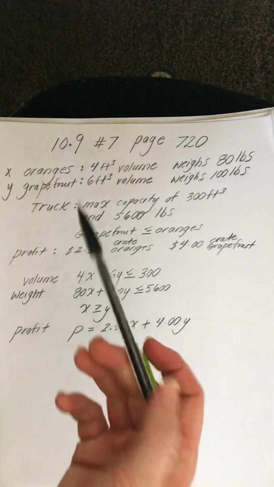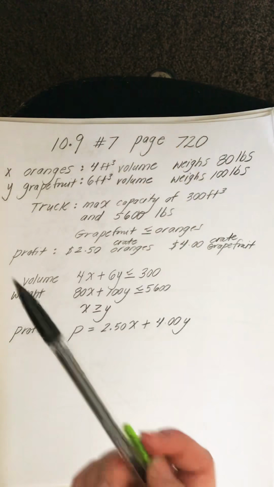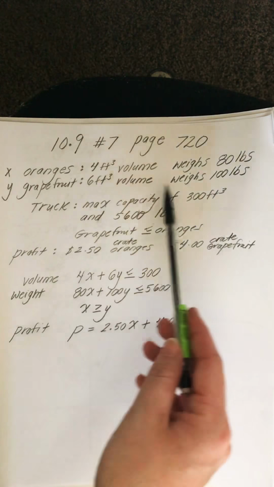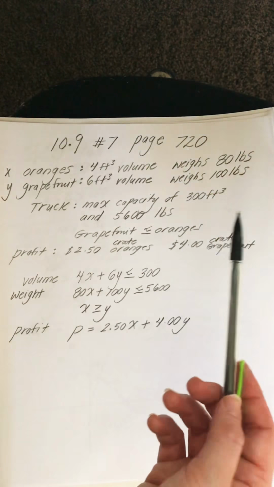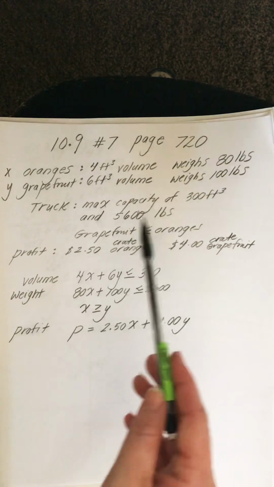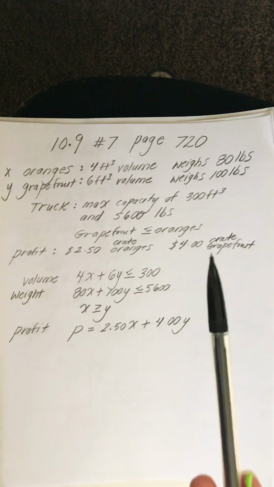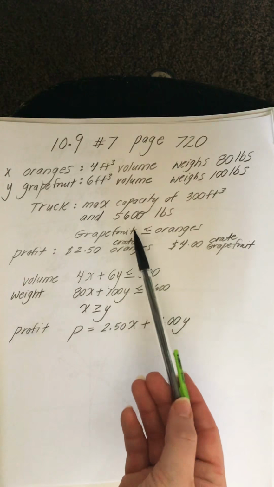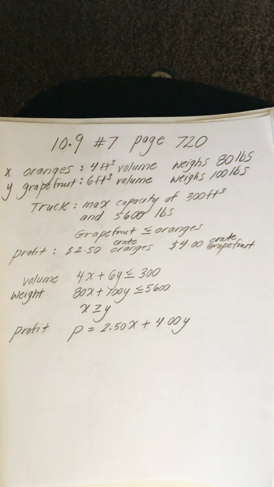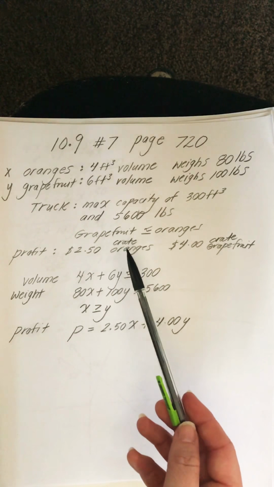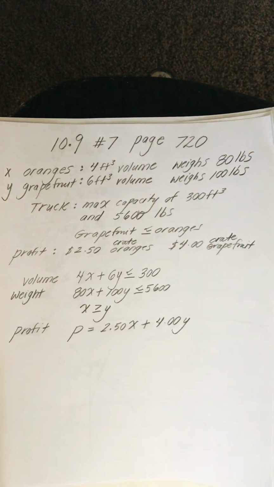So basically, each crate of oranges is this much volume, and it weighs this much weight. The grapefruit takes up this much volume and has this much weight. Then it says the truck's max capacity for volume is this, and this for weight. You cannot transport more grapefruit than oranges, so I said the grapefruit needs to be less than or equal to the number of crates of oranges. Then we have our profit equation right here: $2.50 per crate of oranges and $4 per crate of grapefruit.